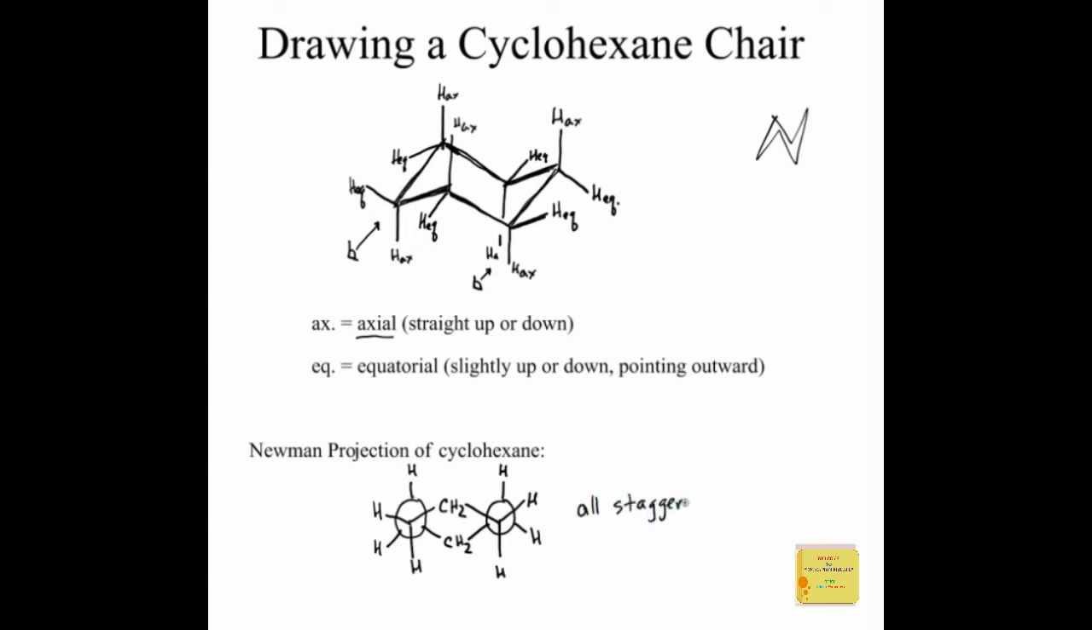So coming back to why the chair conformation is so stable, not only does it avoid the flagpole hydrogens, but it also avoids the eclipsing interactions that you have with the boat. Everything is very nicely staggered.